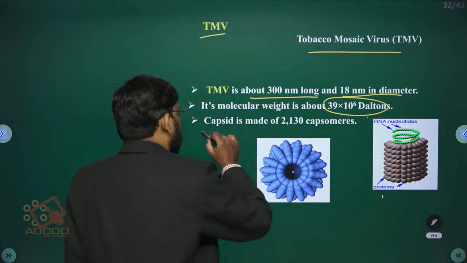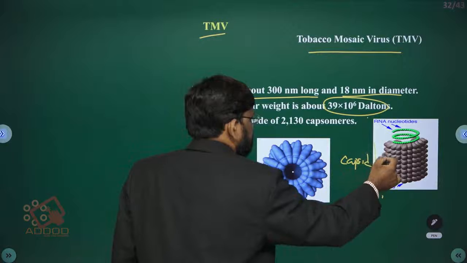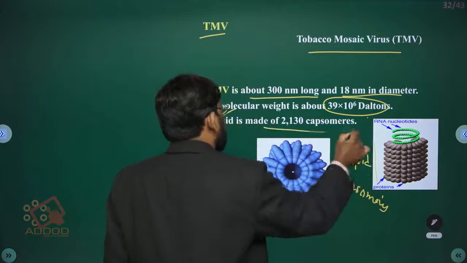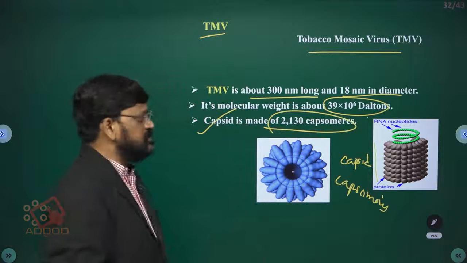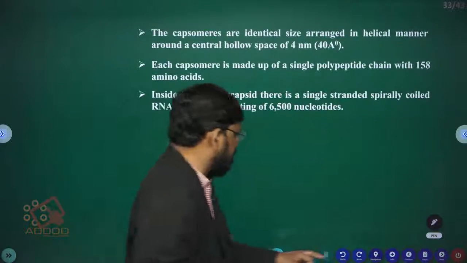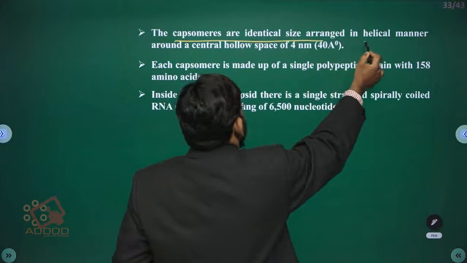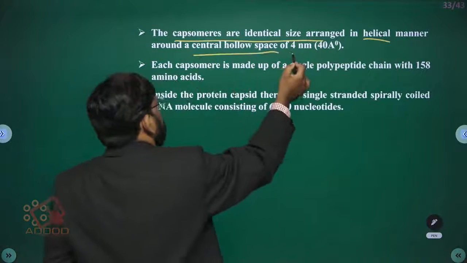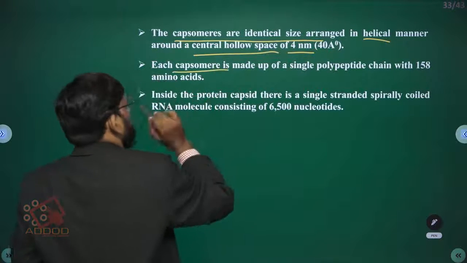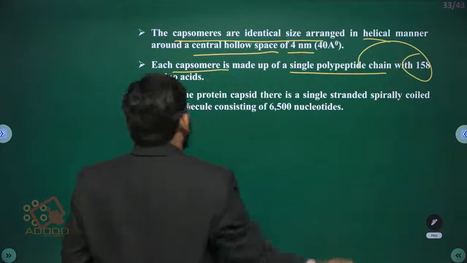This virus is covered by a protein coat called the capsid. The capsid is made up of capsomeres, which are protein subunits. There are 2130 protein subunits in this TMV, arranged helically around a central space of 4 nanometers, that is 40 Angstroms. Each capsomere is made up of a single polypeptide of 158 amino acids.